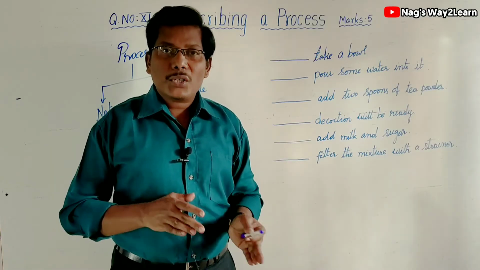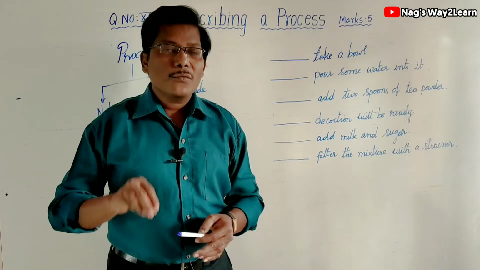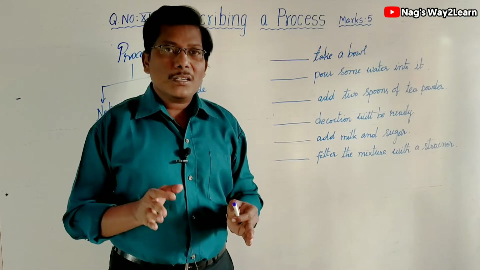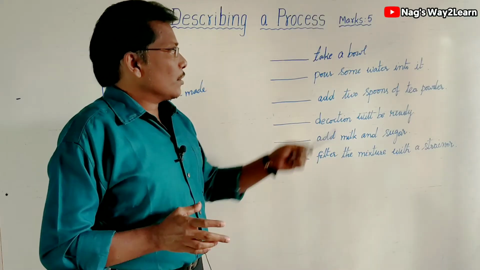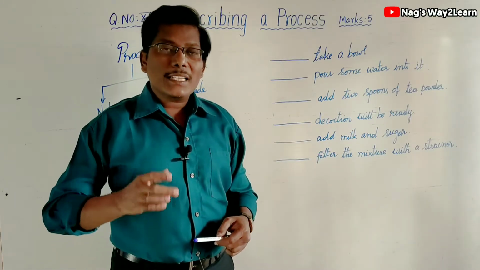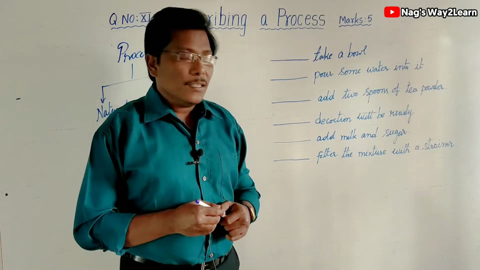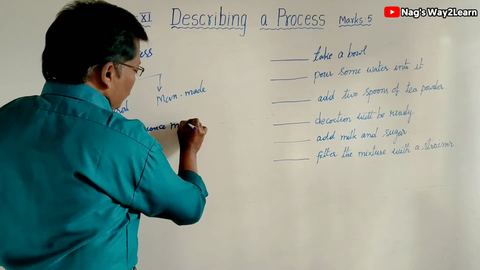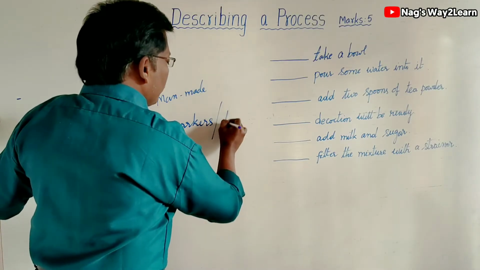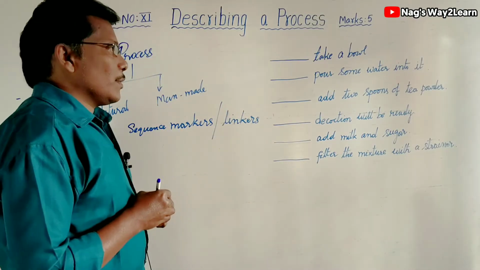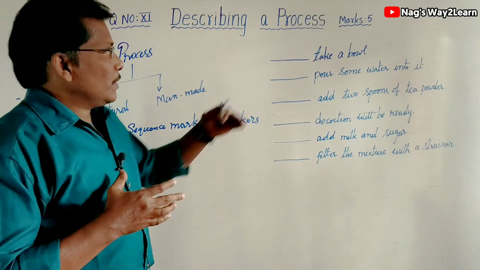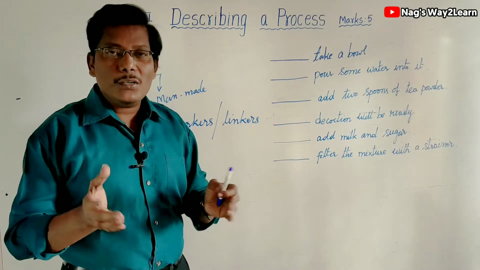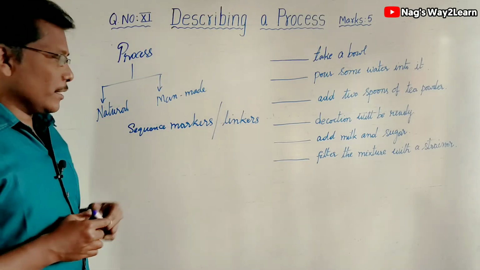But in our examination, if the question is given like this, describe the process of making tea, we should not write like this. We have to connect these individual sentences, then only we will get the paragraph. We should not write individual sentences. We have to connect these sentences meaningfully, and to connect them we use some common words, called sequence markers or linkers. We use these sequence markers or linkers to connect the individual sentences so that we get a meaningful paragraph. So what are the sequence markers or linkers?